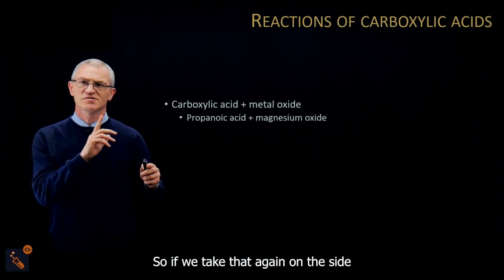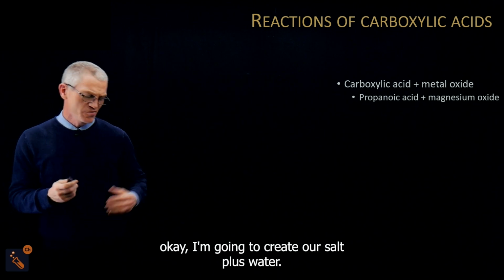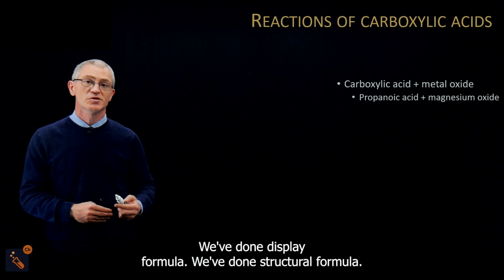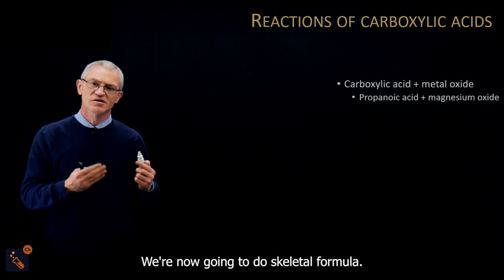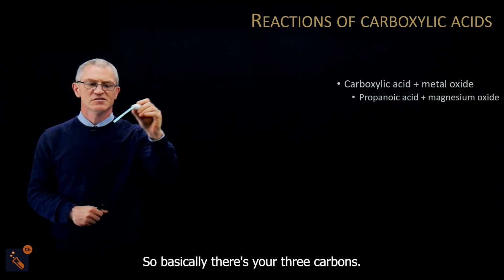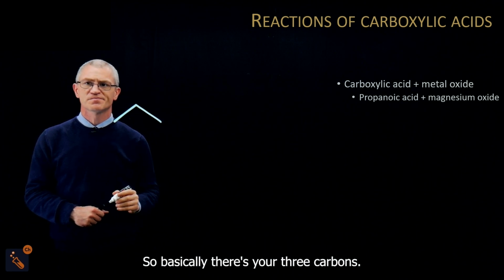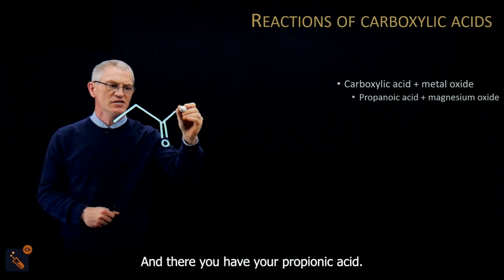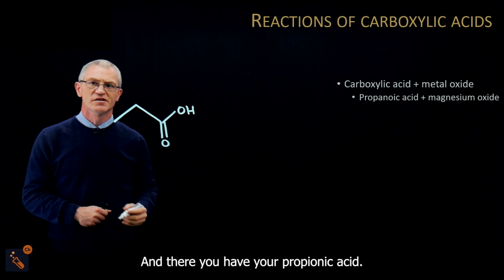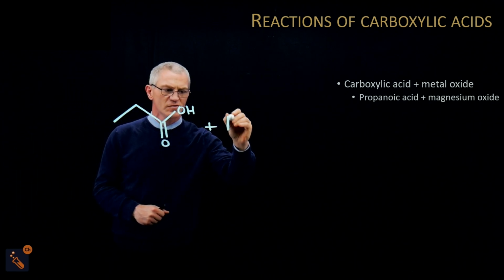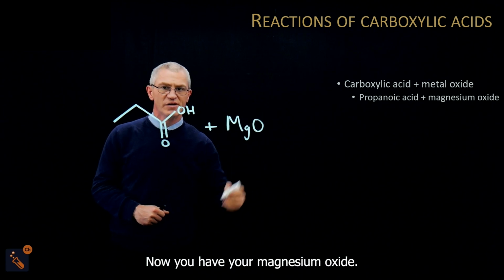So if we take that again over to the side, okay, and we're going to create our salt plus water. We've done displayed formula, we've done structural formula, we're now going to do skeletal formula from now on. So the propanoic acid has 3 carbons in it, so basically there's your 3 carbons. We're then going to turn it into our acid, and there you have your propanoic acid. Then add it to the magnesium oxide.